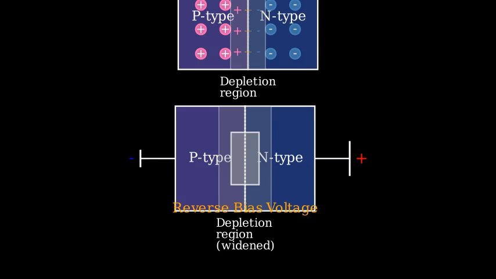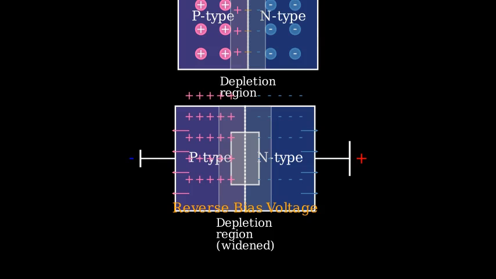When reverse bias is applied, the depletion region widens. This happens because holes in the P-type material are attracted to the negative battery terminal, and electrons in the N-type material are attracted to the positive battery terminal. This pulls majority carriers away from the junction, leaving behind more immobile ions and thus widening the depletion region.